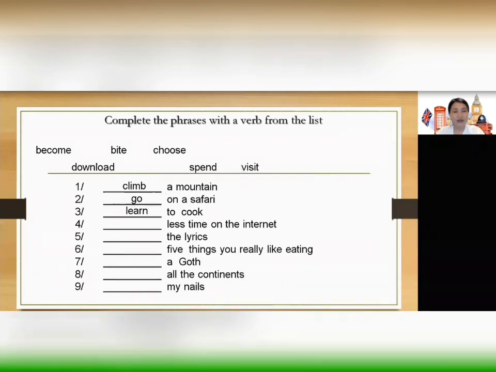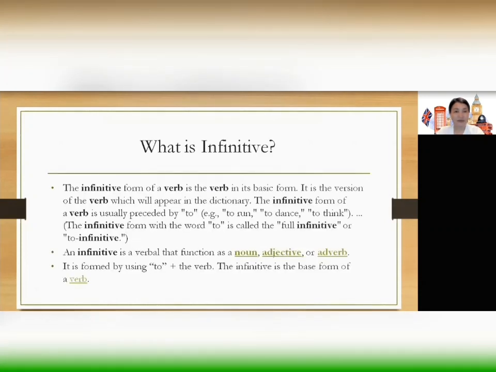Yes, learn to cook. Spend less time on the internet. Download the lyrics. Choose 5 things you really like eating. And become a god. Visit all the continents and bite my nails. Good job.